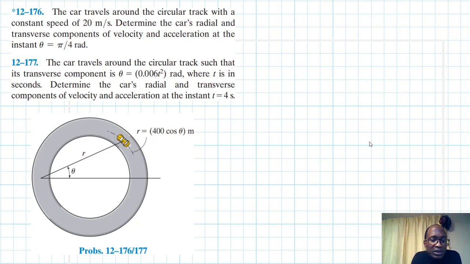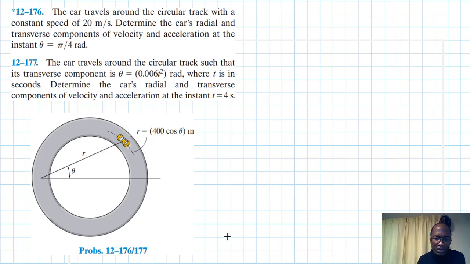It reads, the car travels around the circular track such that its transverse component is theta equal to 0.006 t squared rads, where t is in seconds. Determine the car's radial and transverse components of velocity and acceleration at the instant t equal to 4 seconds. This problem is coming from Engineering Mechanics and Dynamics, 14th edition, by R.C. Hibbeler.